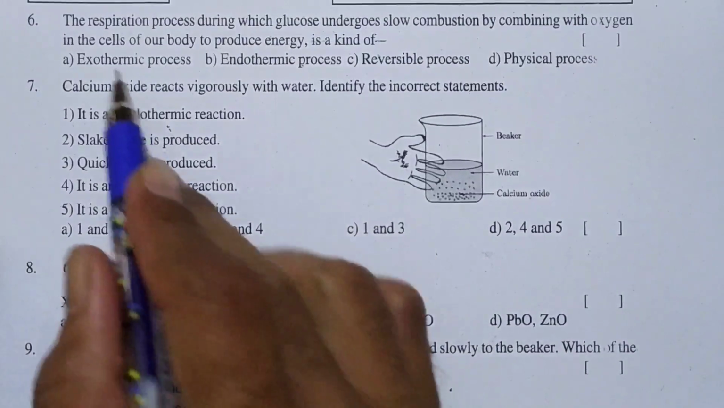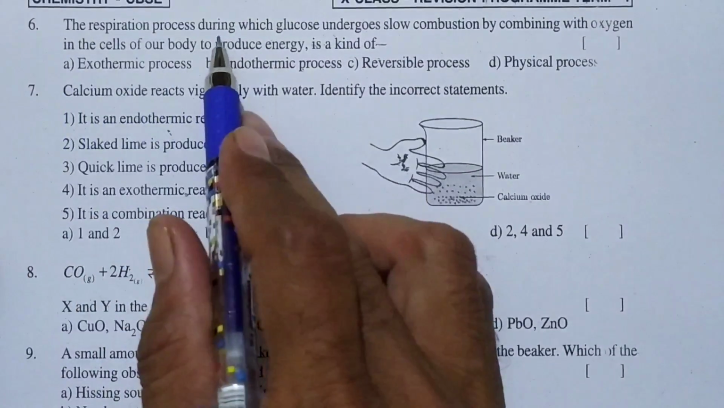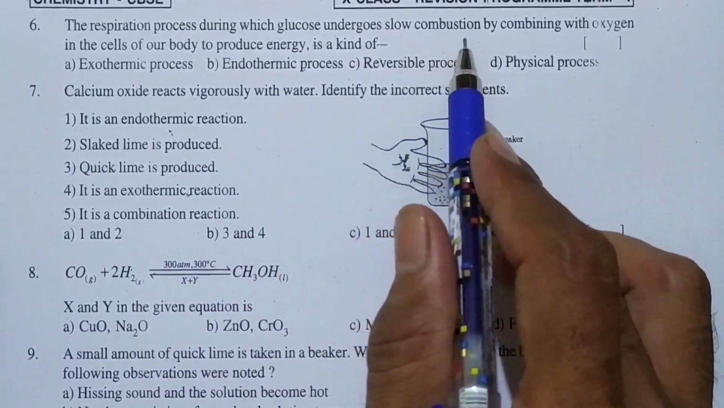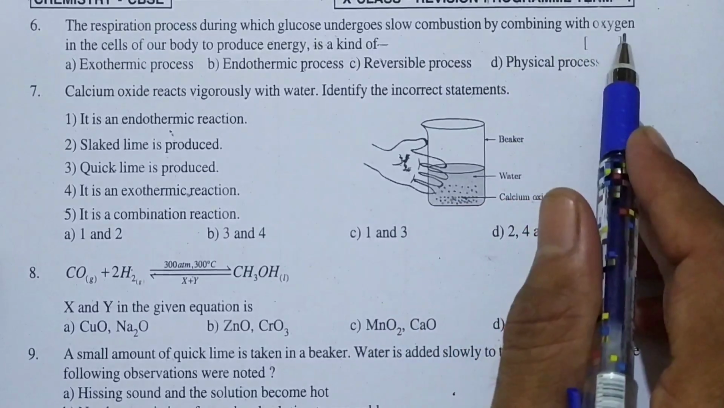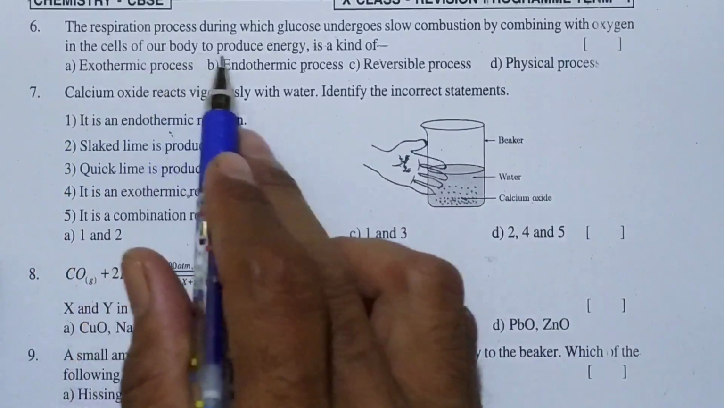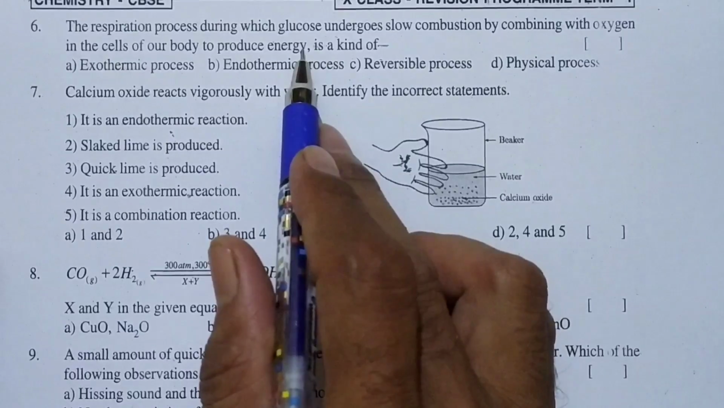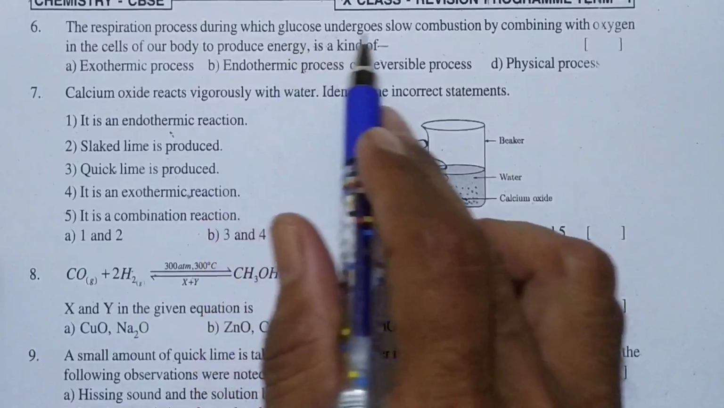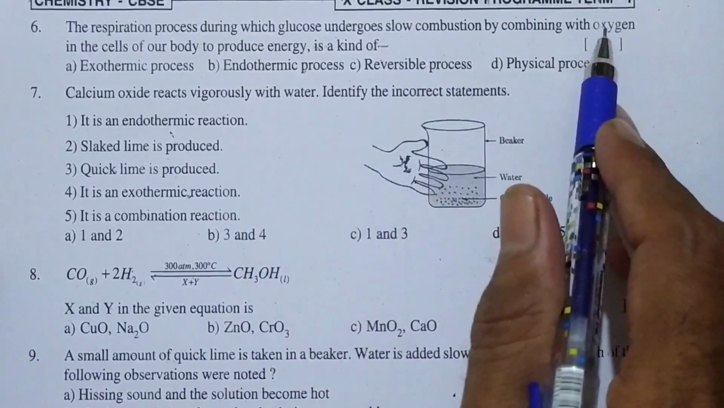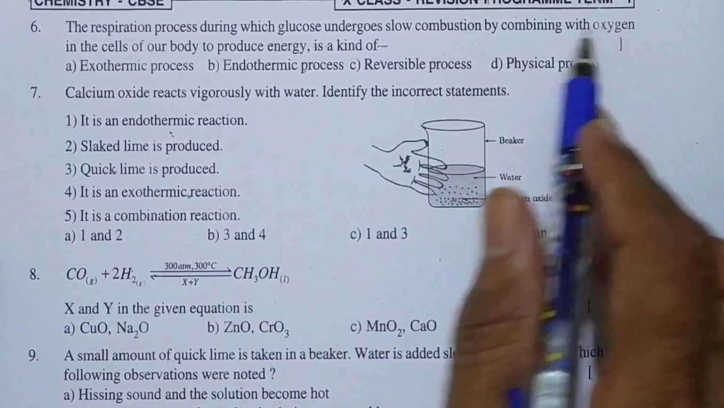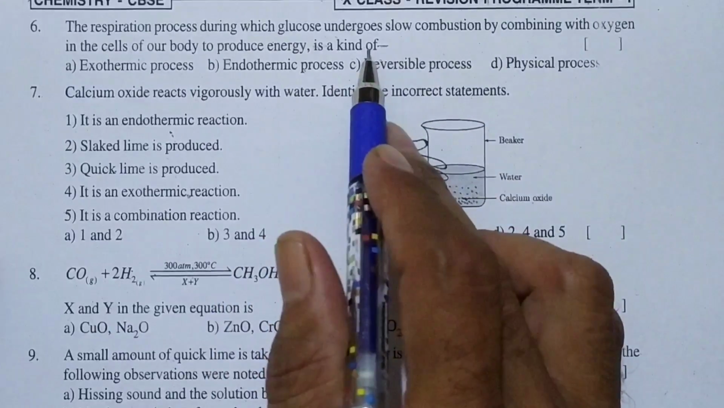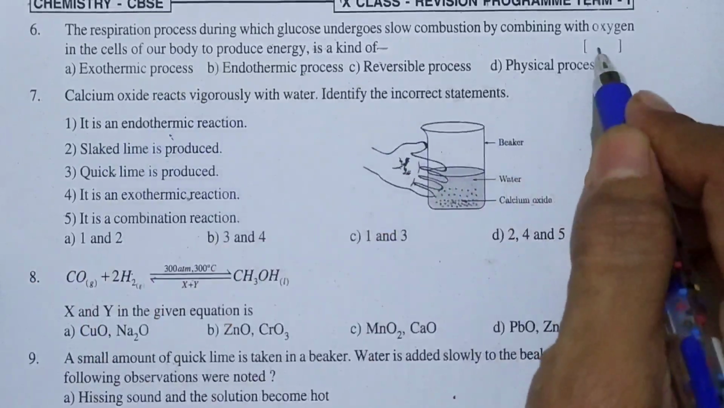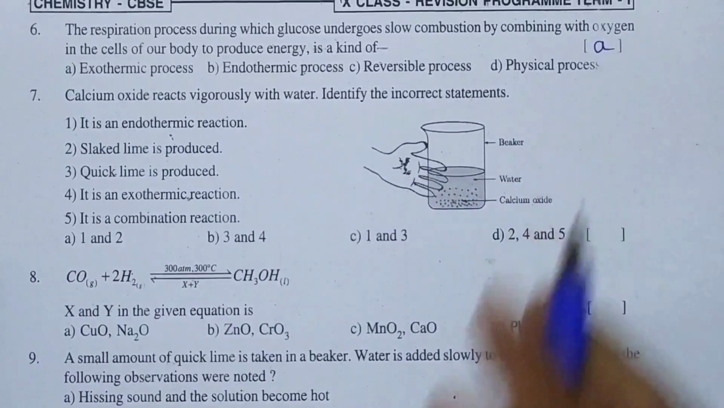Now we see question number 6. The respiration process during which glucose undergoes slow combustion by combining with oxygen in the cells of our body to produce energy is a kind of dash process. Whenever glucose undergoes slow combustion by combining with oxygen present in our body, then heat will be evolved. So heat will be coming out. So such a process is called an exothermic process. So here option A is the right answer.